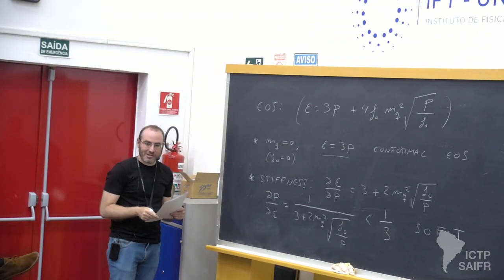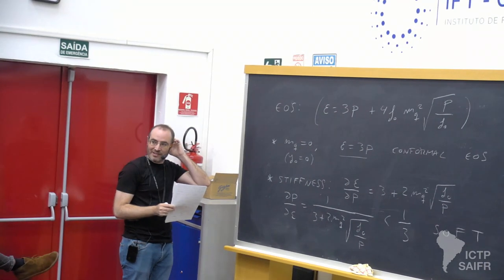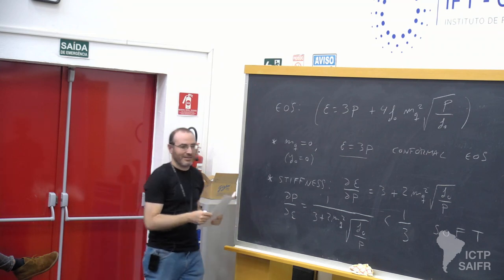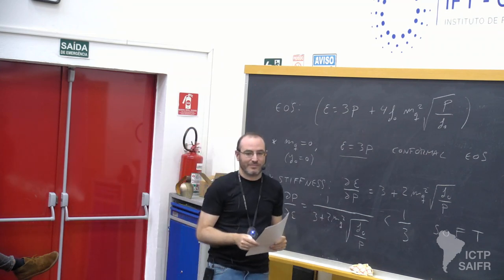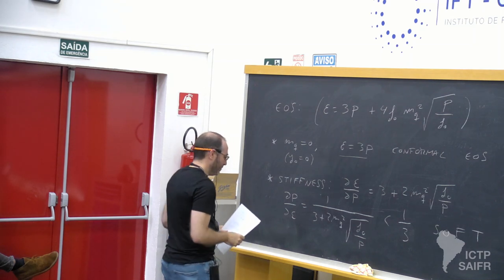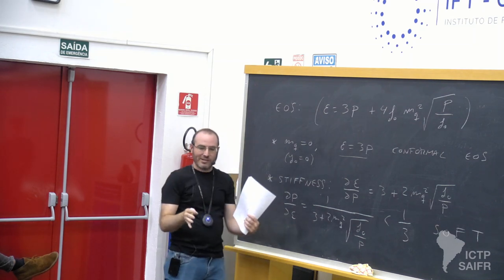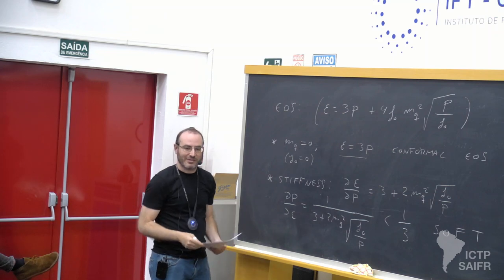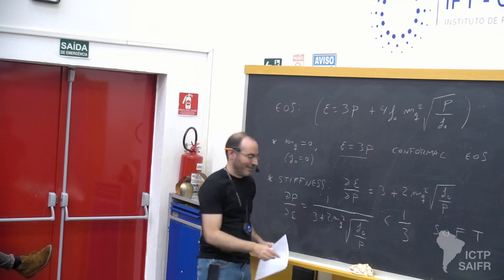So this will have consequences for the modeling of the star. Because the matter is more easily compressed, so it's soft.